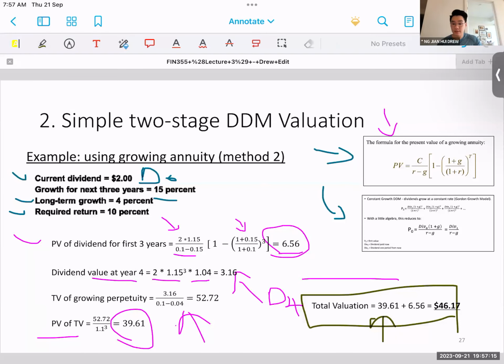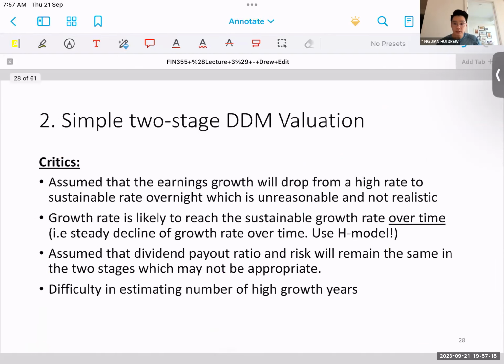No, very good. Okay. So there are a few critiques, of course, for the simple 2 stage, as you already noticed. Which company suddenly drops the growth from 12% to let's say 5% overnight, right? This drastic drop doesn't make too much sense, and therefore we have the H model. The next topic we're going to think about is this H model, where the growth declines gradually. Okay.